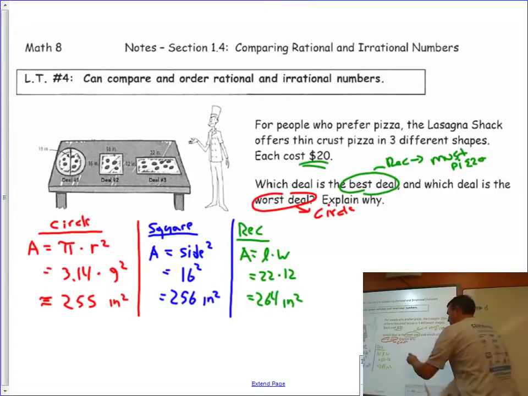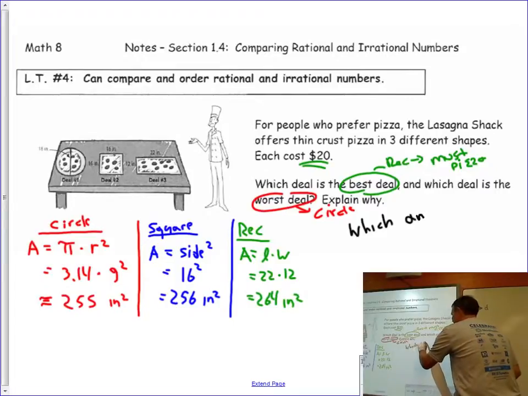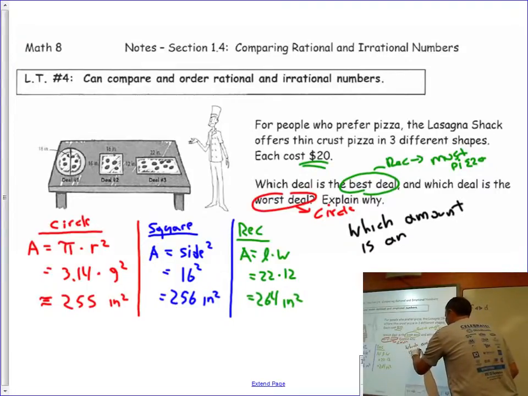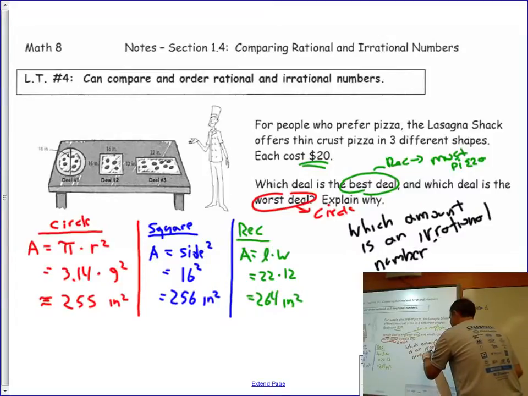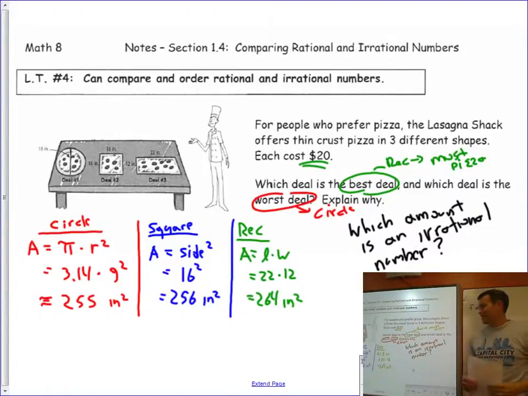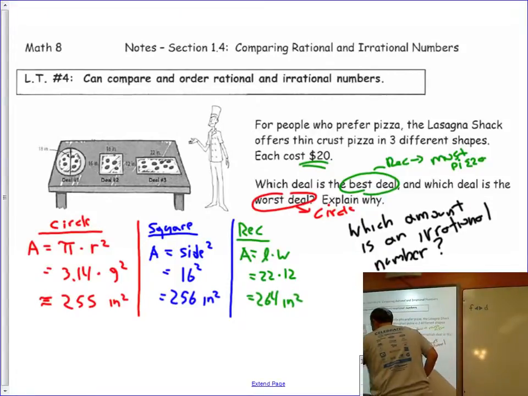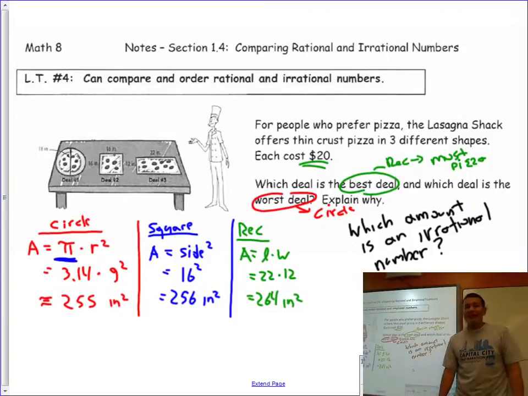My better question is, which amount is an irrational number? Which amount is an irrational number? Well, I hope you recognize that the irrational number is the circle. All right? Pi is one of our irrational numbers, the non-repeating, non-terminating decimals. And once you have an irrational number inside a calculation, all the calculations are irrational. So I approximated the area to be 255, but actually it's a non-terminating, non-repeating decimal.